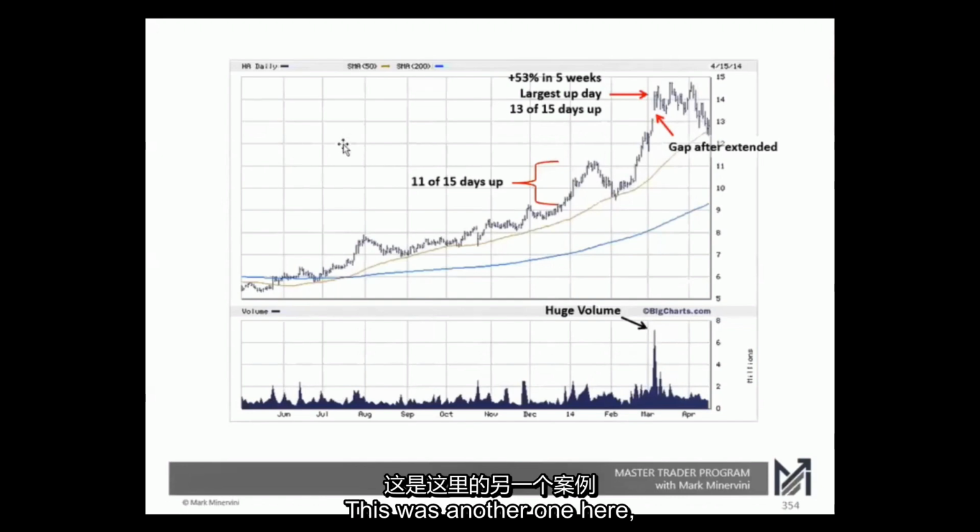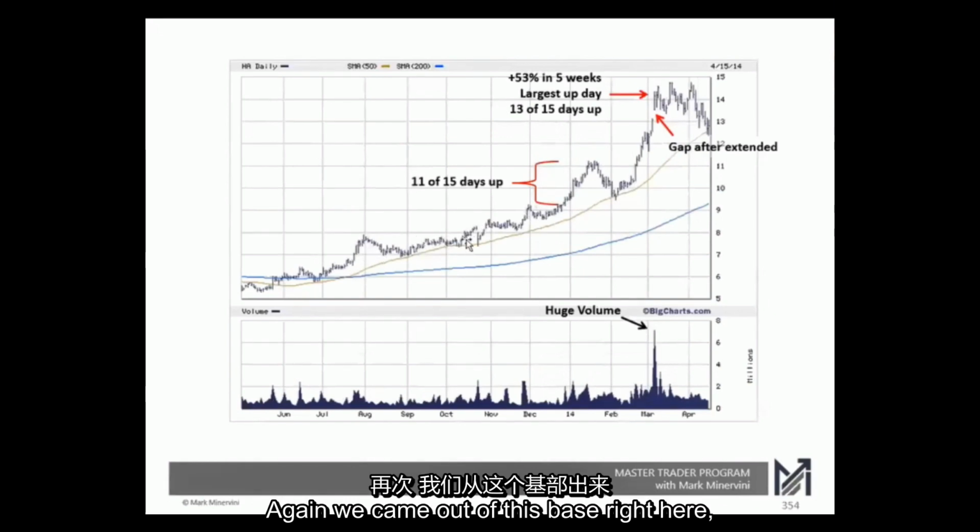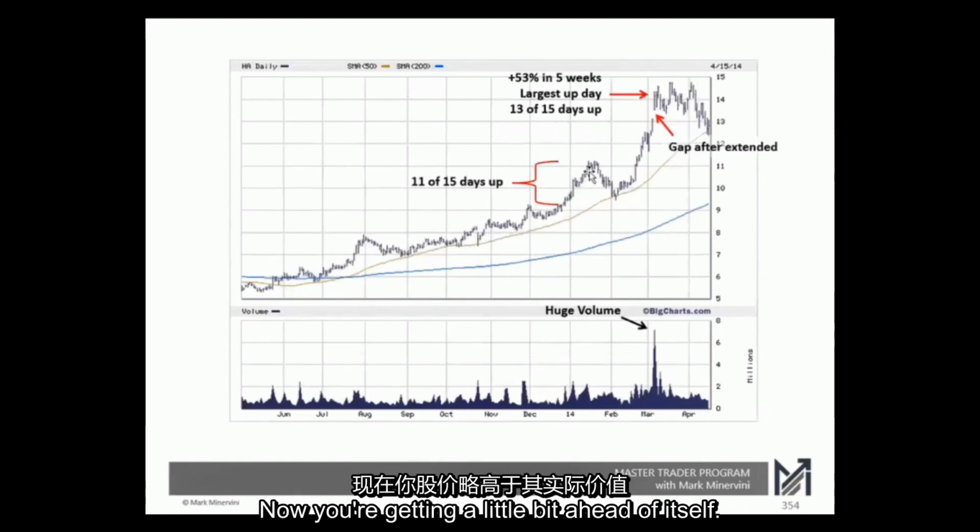Let me show you here. This was another one. I believe this was Hawaiian Air. 11 out of 15 days up. Now, from a breakaway, that's great. And this right here, again, we came out of this base. Another little base on base here. Now you're getting a little bit ahead of itself.